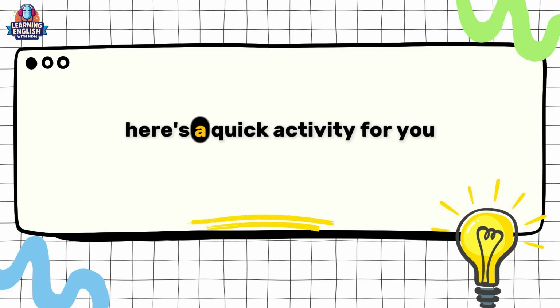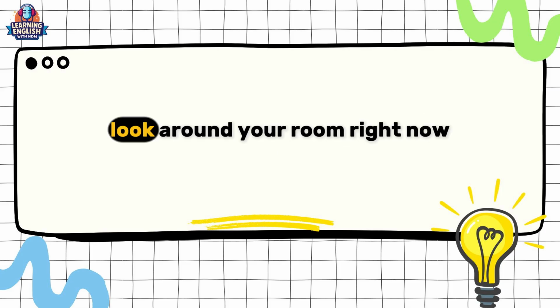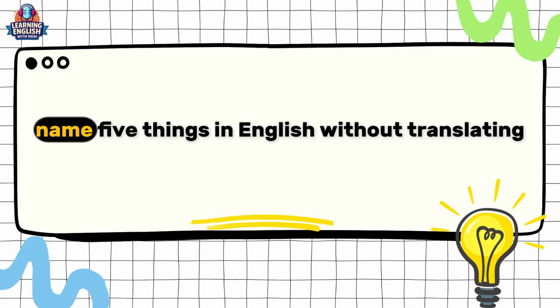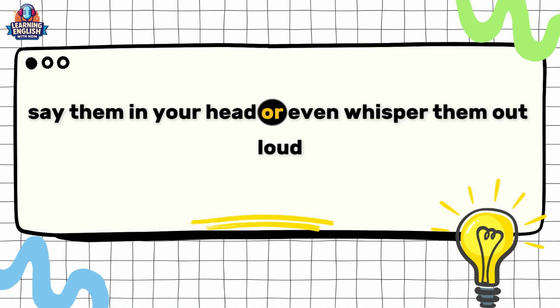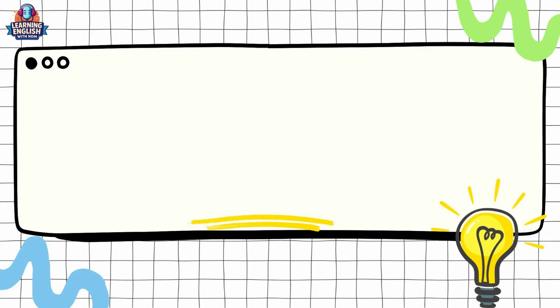Here's a quick activity for you. Look around your room right now. Name 5 things in English without translating. Say them in your head or even whisper them out loud. Can you do it?